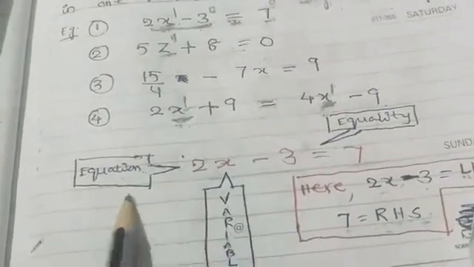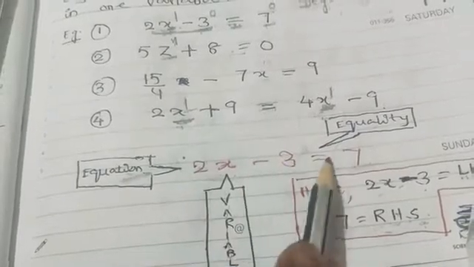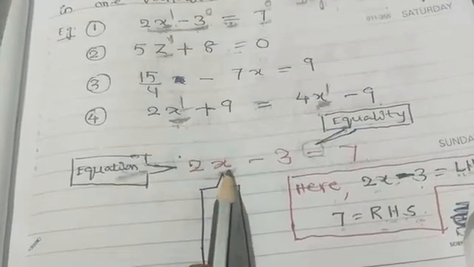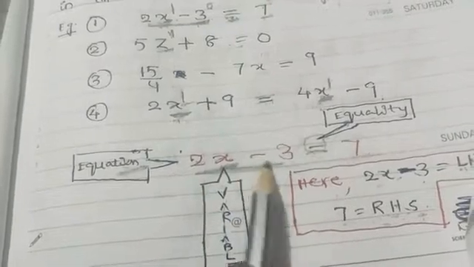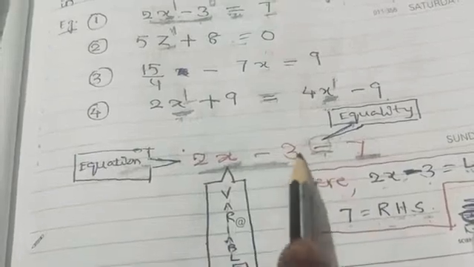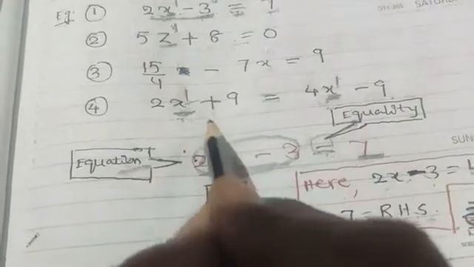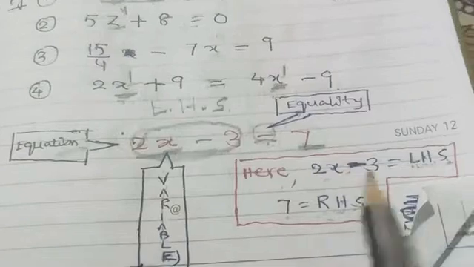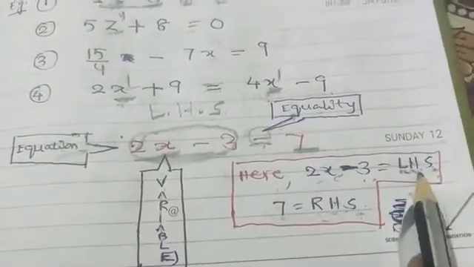Now let us consider one equation, 2x minus 3 equal to 7. This is called the equality sign. Next, here the variable is x. Coming to this equality sign, on the left side what is there? 2x minus 3. On the right side of the equality sign, 7 is there. So you can treat 2x minus 3 as LHS, left hand side. L for left, H for hand, S for side.